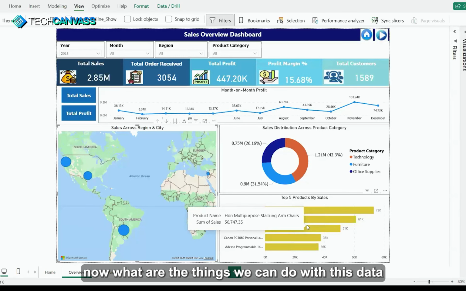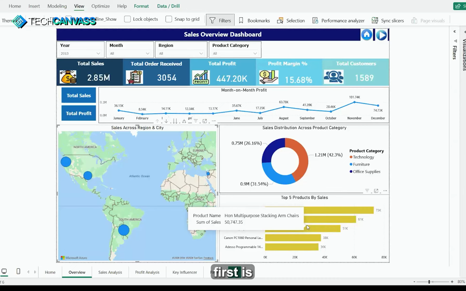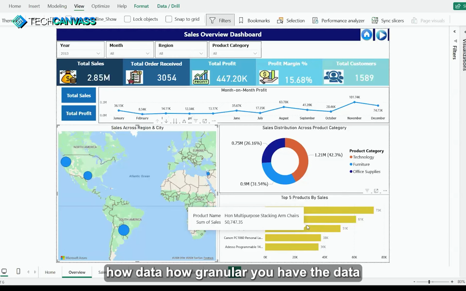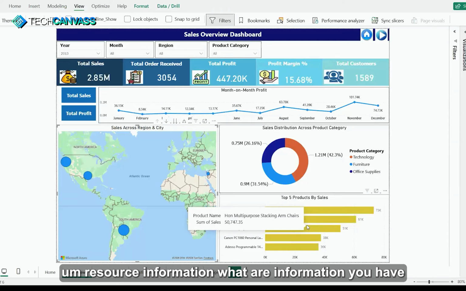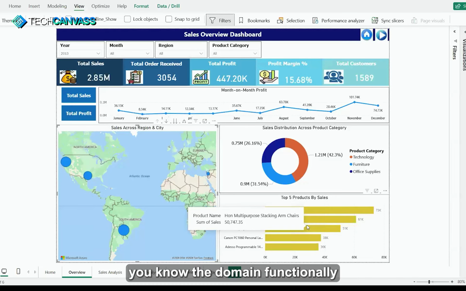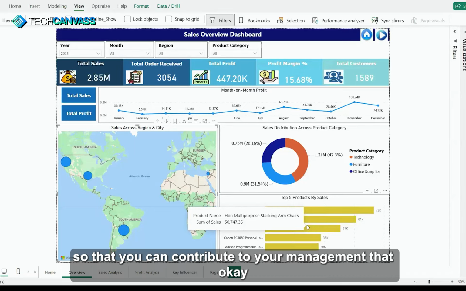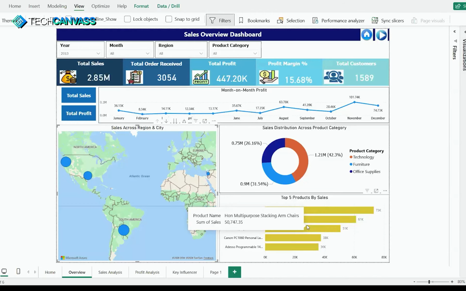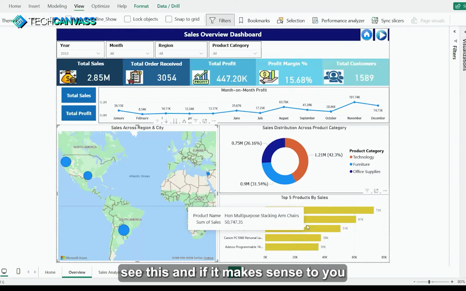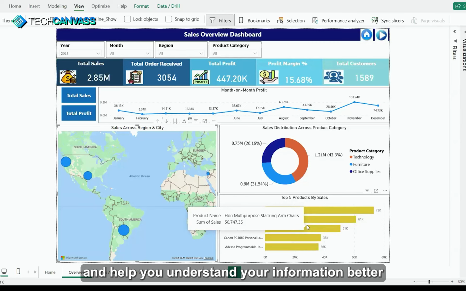Now, what all things can we do with this data? First, you need to understand the granularity of the data, how granular you have the data, whether you have all the dates available with you, all the region, city, state information, all the product category information, what all information you have. Now, based on that, you also need to understand the domain functionally, the business functionally as well, so that you can contribute to your management that okay, see this, and if it makes sense to you, it helps you understand your information better.